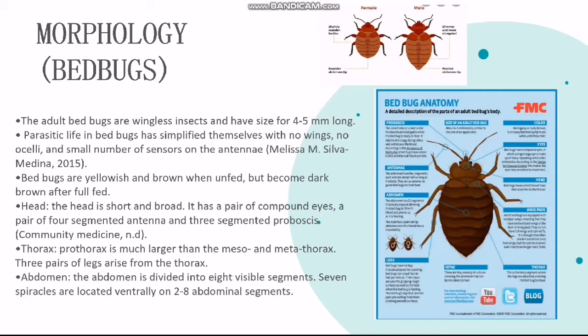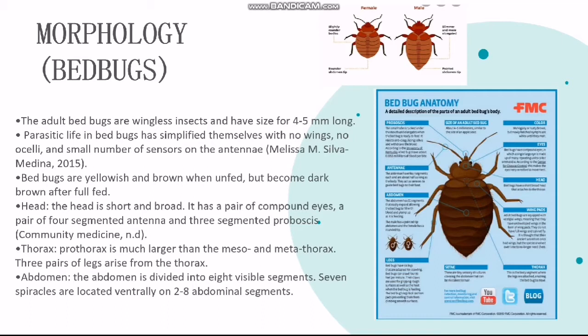Bed bugs' head is short and broad. It has a pair of compound eyes, a pair of 4 segmented antennae, and a 3 segmented proboscis. For the thorax region, their prothorax is much larger than the meso and metathorax. 3 pairs of legs usually arise from the thorax, which enable the bed bugs to move.